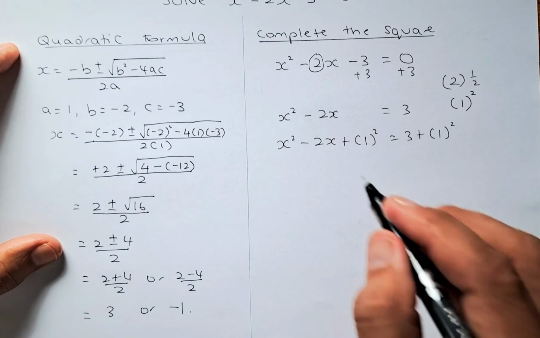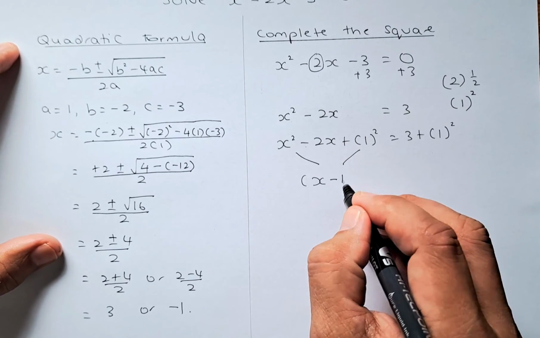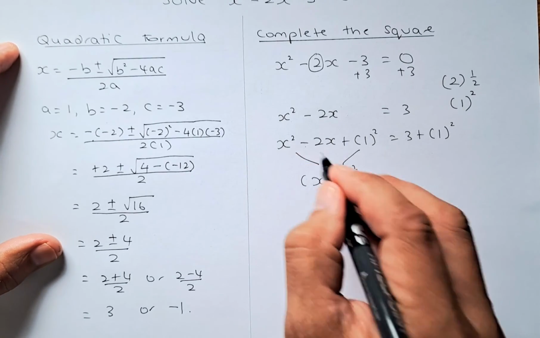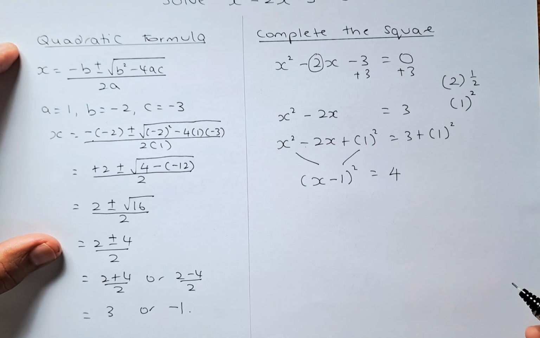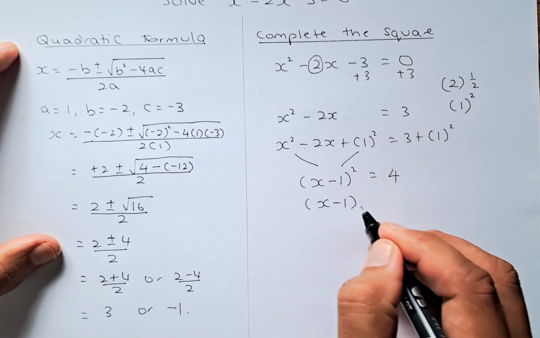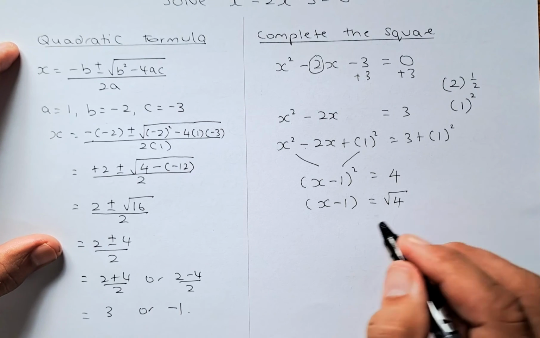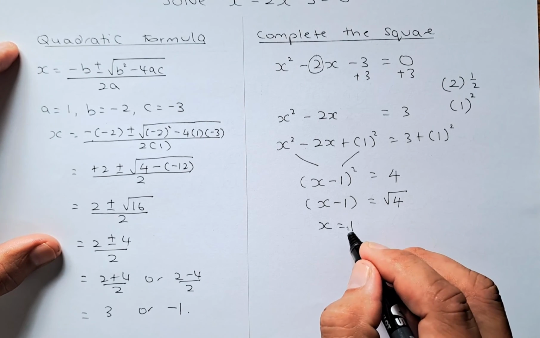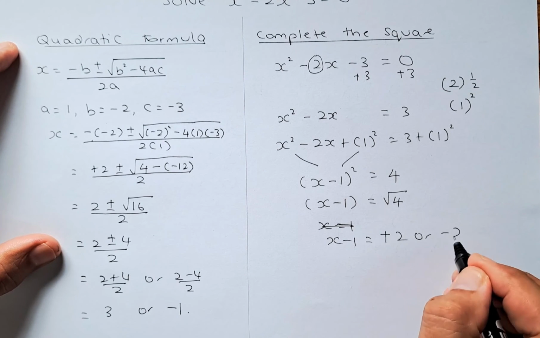Okay, next step, you're going to write it as a perfect square. Because this is a minus, it's going to be x minus 1 squared. If you expand this, you'll get this answer. Equals 3 plus 1 equals 4. Next, you're going to solve it. So for x minus 1 squared, you square root both sides, equal to the square root of 4. When you square root 4, the answer is x minus 1 equals plus 2 or minus 2.